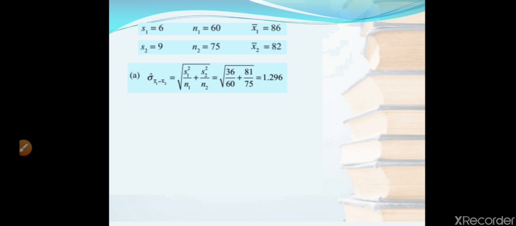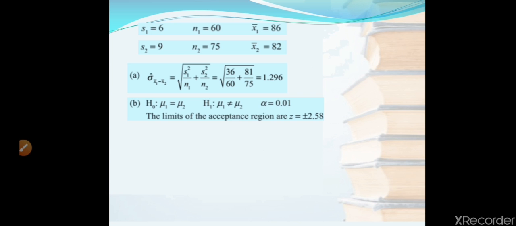So the standard error of the difference between the two means, that is sigma cap x1 minus x2, is equal to under root s1 square upon n1 plus s2 square upon n2. Substituting the values, we get it as 1.296. Second, at alpha equal to 0.01, we have to test the hypothesis whether the means are same or not. So it is a two-tailed test.